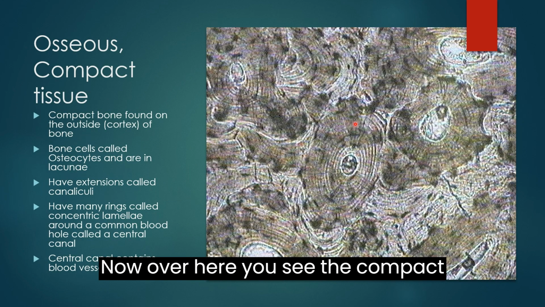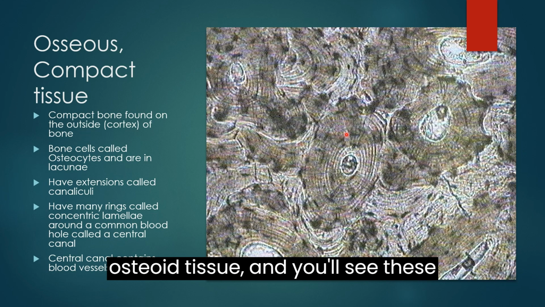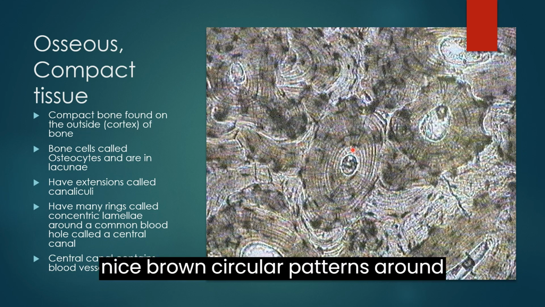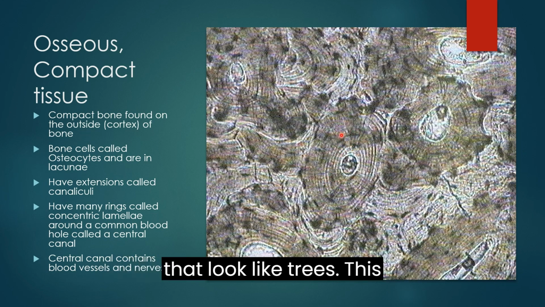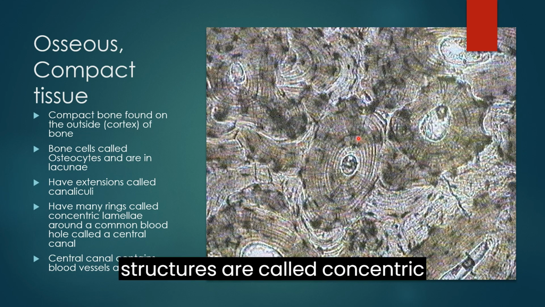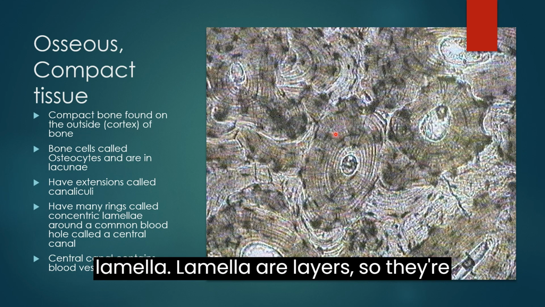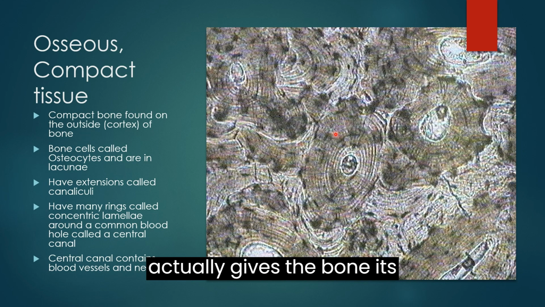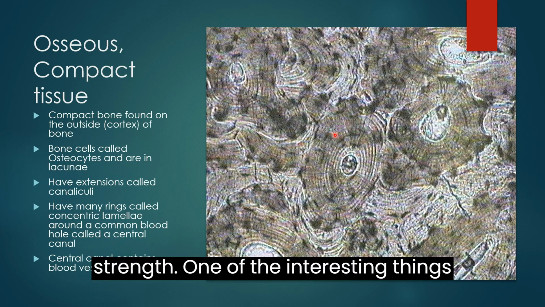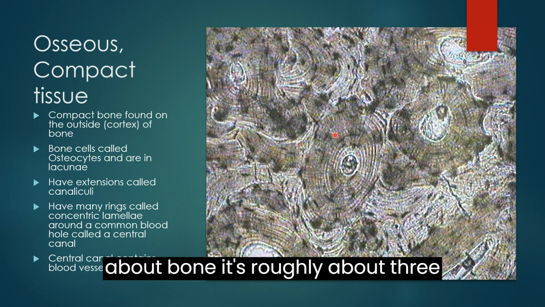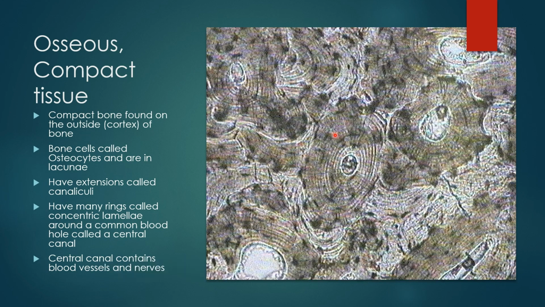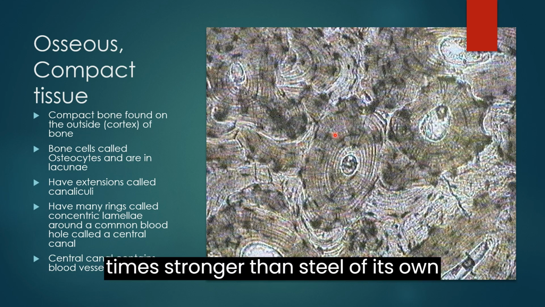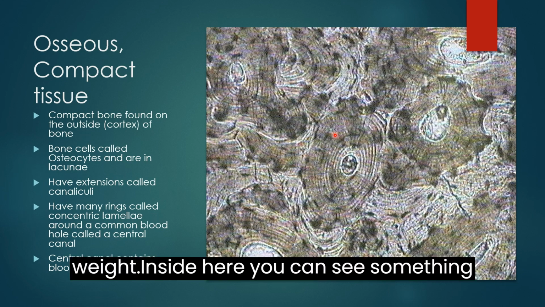Now, over here you see the compact osseous tissue. And you'll see these nice round circular patterns around that look like trees. These circular structures are called concentric lamella. Lamella are layers, so they're concentric layers that come around. This actually gives the bone its strength. One of the interesting things about bone, it's roughly about 3 times stronger than steel of its own weight.